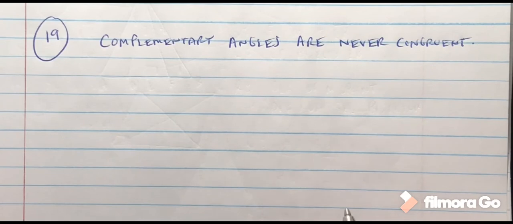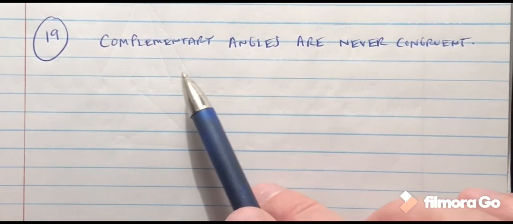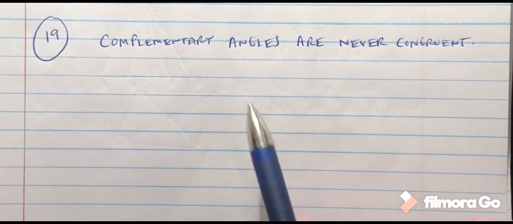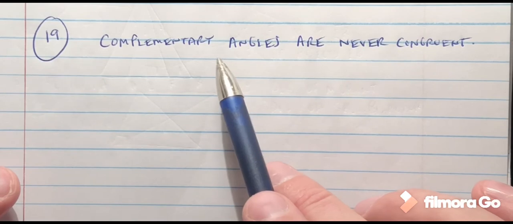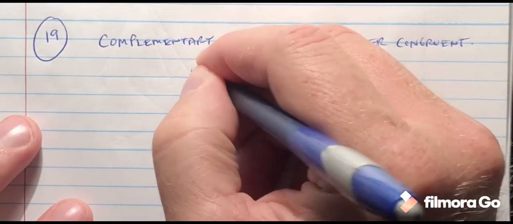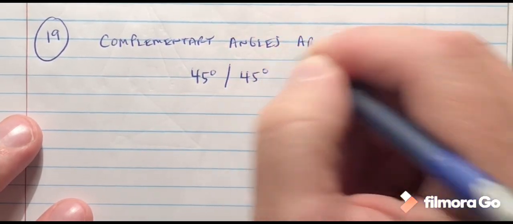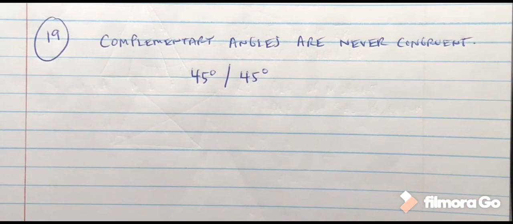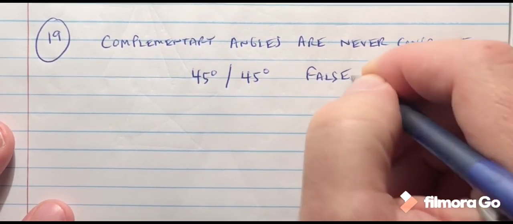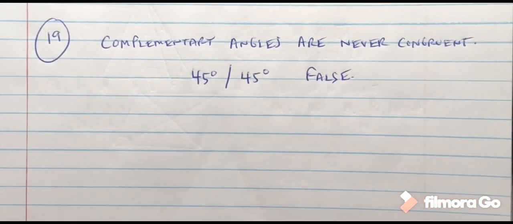Okay, number 19 says complementary angles are never congruent. Again, for this to be true, it has to be true 100% of the time. It's not true 100% of the time because complementary angles could be both 45 degrees and 45 degrees. So again, this would be a false statement, with my counterexample being two 45-degree angles.